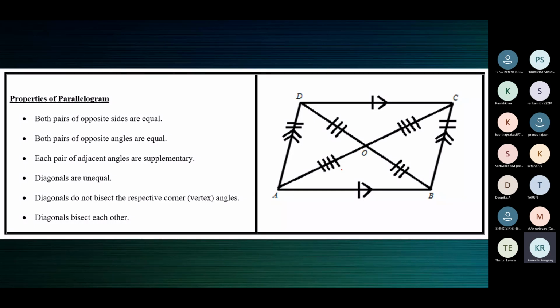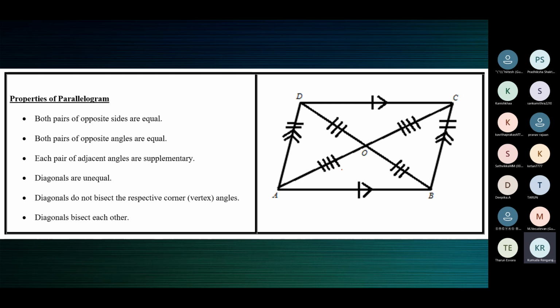Both pairs of opposite angles are equal. Angle A is equal to angle C, angle B is equal to angle D. Each pair of adjacent angles is supplementary because of parallel lines; co-interior angles are supplementary.